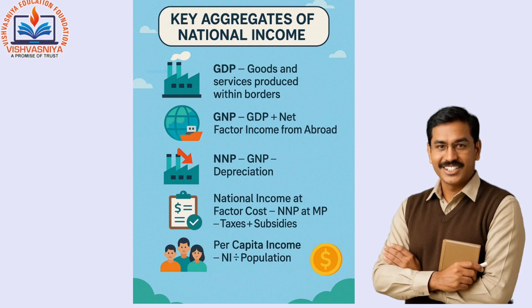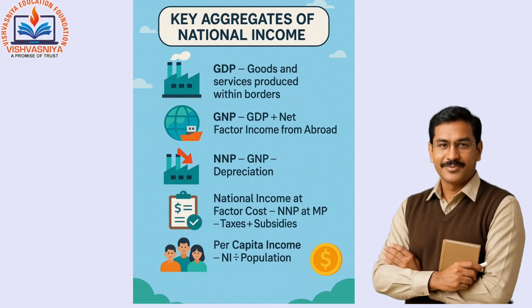GNP, gross national product, is equal to GDP plus net factor income from abroad. Net factor income from abroad means income earned by Indians abroad minus income earned by foreigners in India. So if an Indian engineer earns in the US, it adds to India's GNP, not GDP.